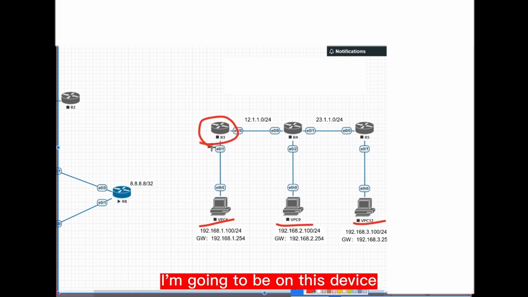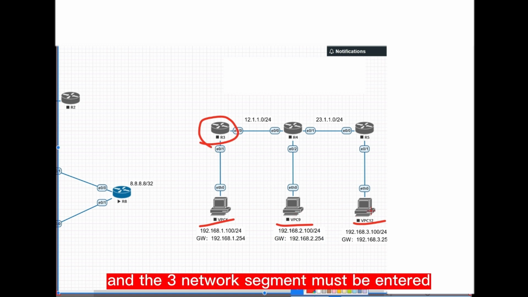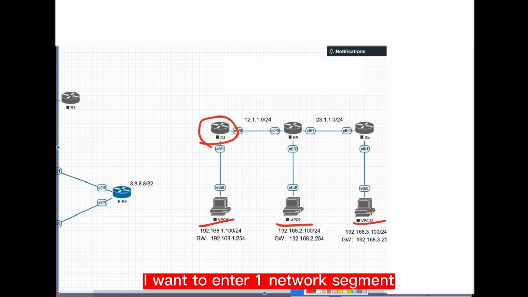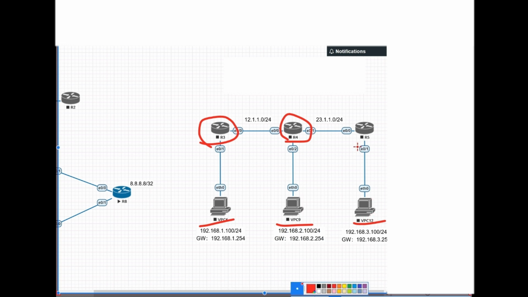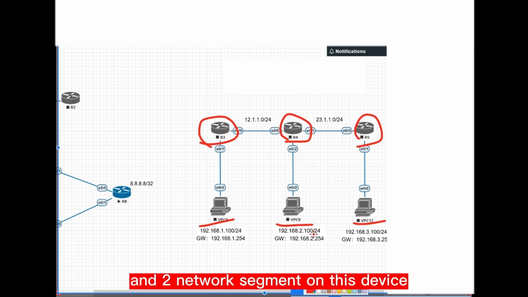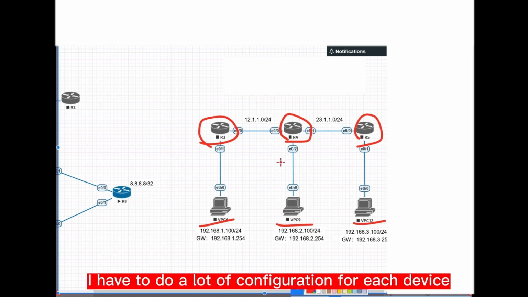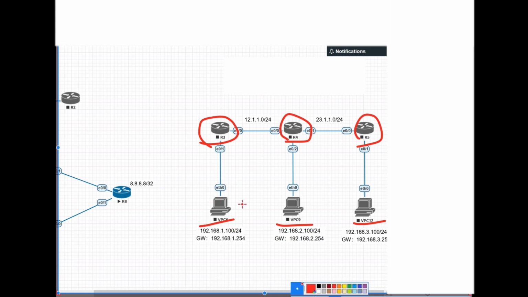On this device, both the 2 network segment and the 3 network segment must be entered. On this device I want to enter the 1 network segment and the 3 network segment. On this device, enter the 1 network segment and the 2 network segment. You will find I have to do a lot of configuration for each device.